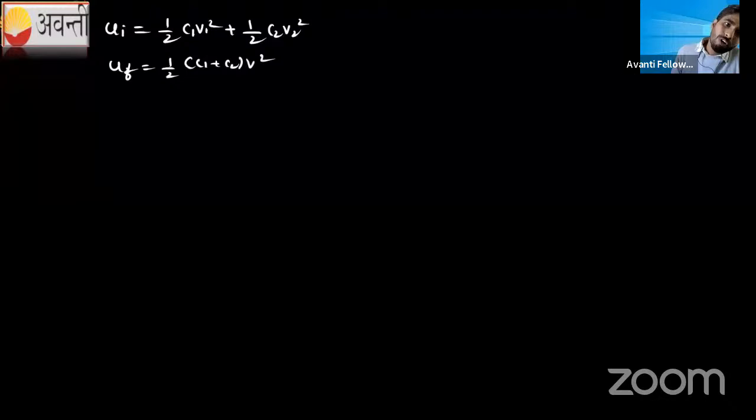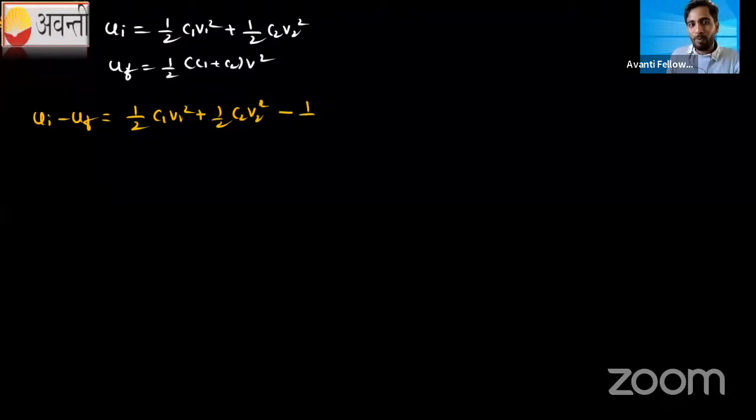Okay, initial energy क्या था, लिख दो इधर. Initial energy will be equal to half C1 V1 square plus half C2 V2 square. Correct now? Final energy what we got, that is half C1 plus C2 common potential V square. ये दोनों का difference लेना है. Difference ले कैसे? U initial minus U final I will do. When I do U initial, it will be half C1 V1 square plus half C2 V2 का square minus final value 1 by 2 C1 plus C2 V square.